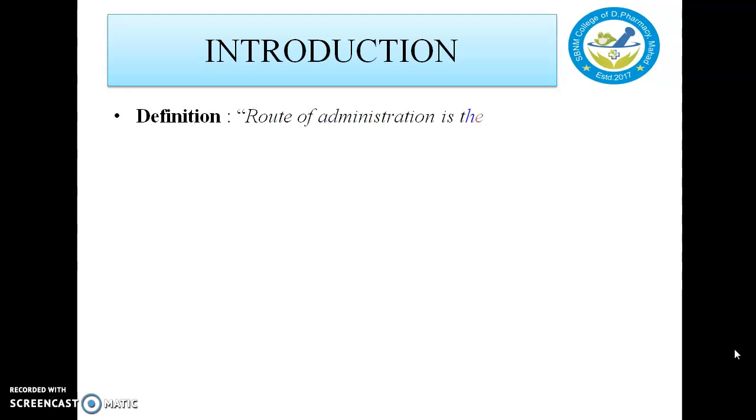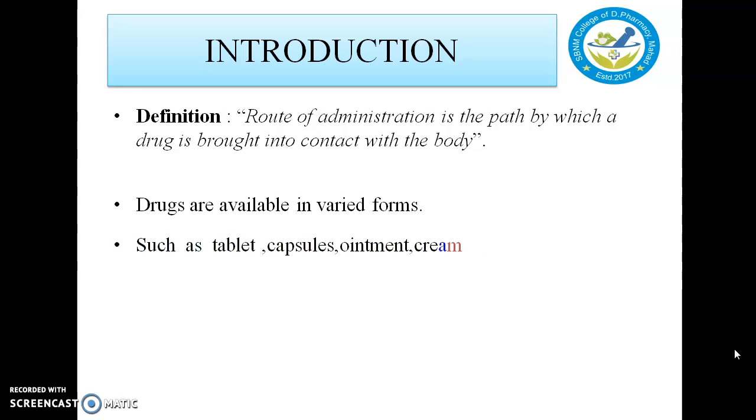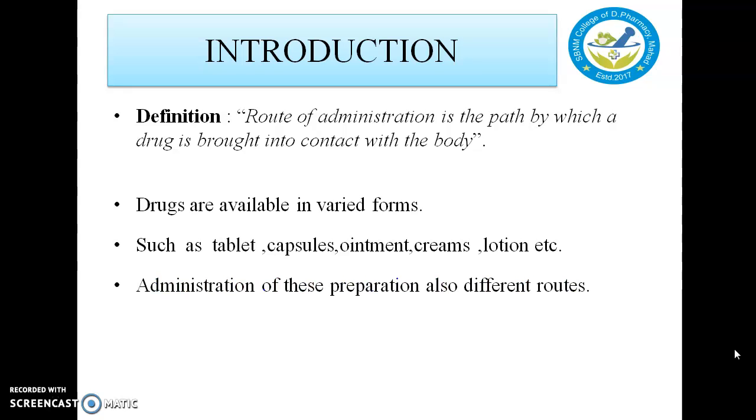We first see the definition of route of administration. Route of administration is the path by which a drug is brought into contact with the body. It means the different parts of the body through which the drug is administered. In today's world, medicines or drugs are available in various forms, such as tablet, capsule, ointment, cream. These dosage forms are available in liquid, solid or biphasic form. Administration of such different types of preparation also needs different routes.